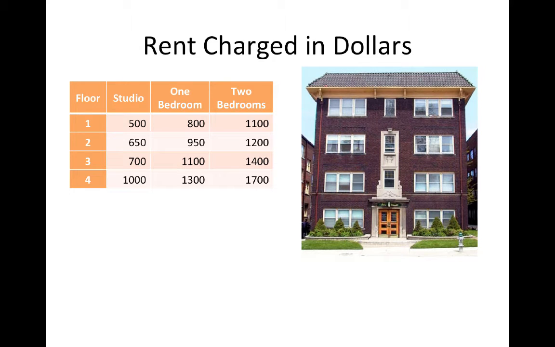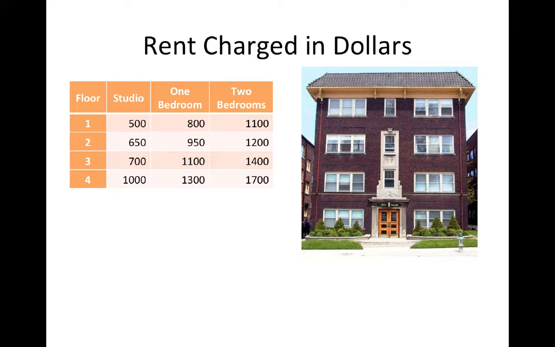Assume that you own an apartment building with 4 floors. Each of the floors has a studio apartment, a 1-bedroom apartment, and a 2-bedroom apartment. The monthly rent for each type of apartment is different. The higher the floor, the higher the rent. And the rent is higher for apartments with more bedrooms.